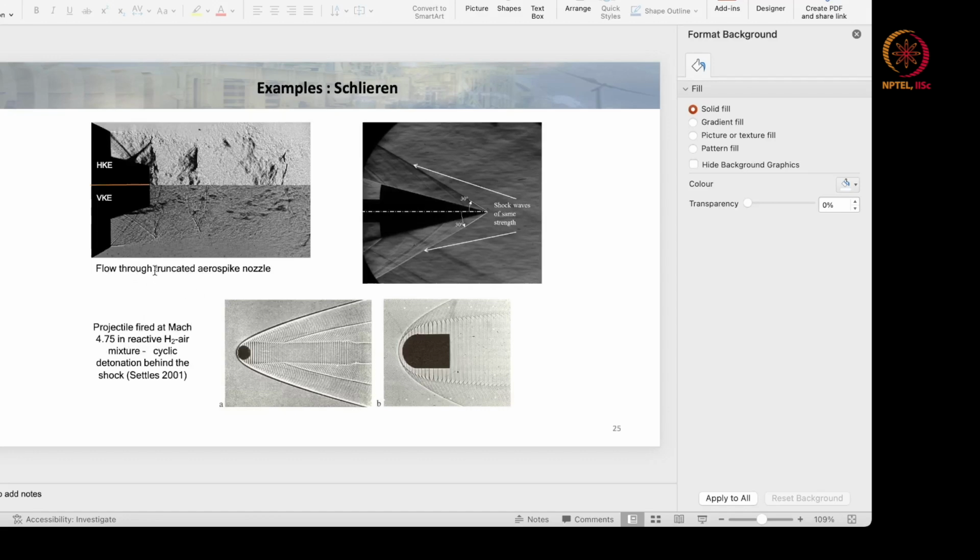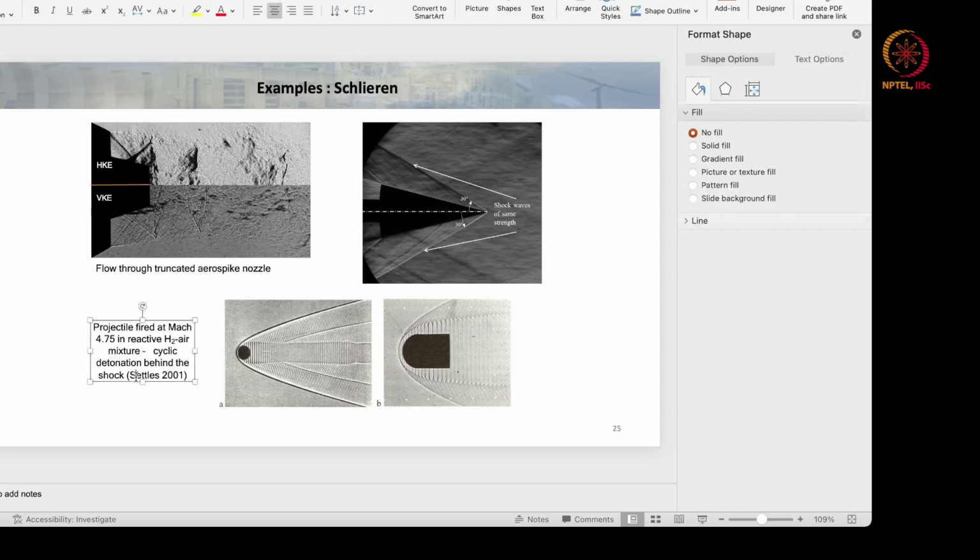This is flow through a truncated aerospike nozzle. The very complicated structures you can see right here, and very fine grain structures. This is, for example, the shock waves of some strength which is hinging here. And this is a projectile fired at Mach 4.75, which is hypersonic, in a reactive hydrogen-air mixture, the cyclic detonation behind the shock, coming from the work of Settles.